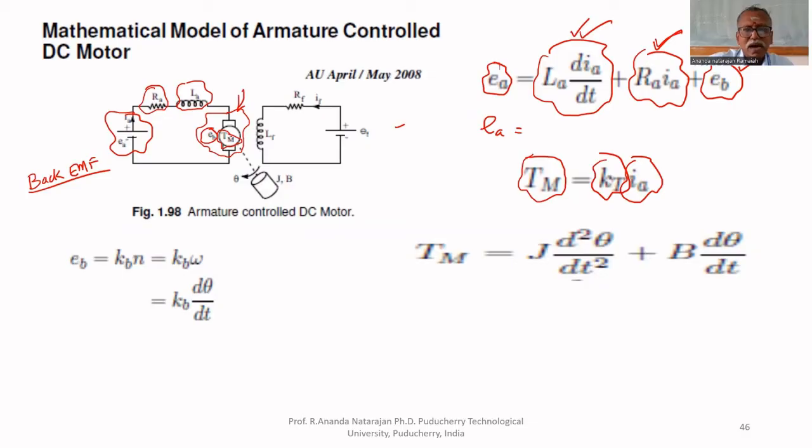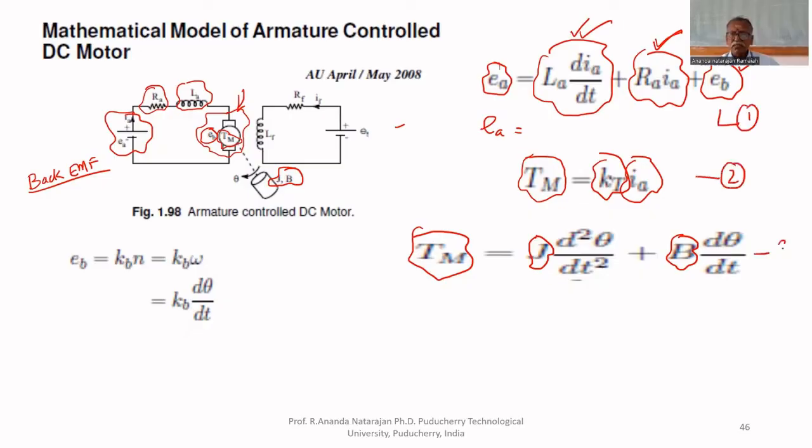But this armature is connected to a load. That load has an inertia of J and a dashpot B. Therefore, this mechanical torque equal to J d square theta by dt square plus B d theta by dt. This is the first equation, this is the second equation, this is the third equation. These are the three equations.